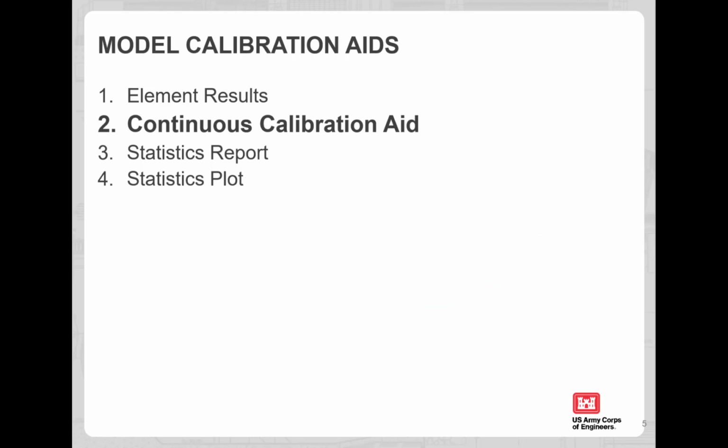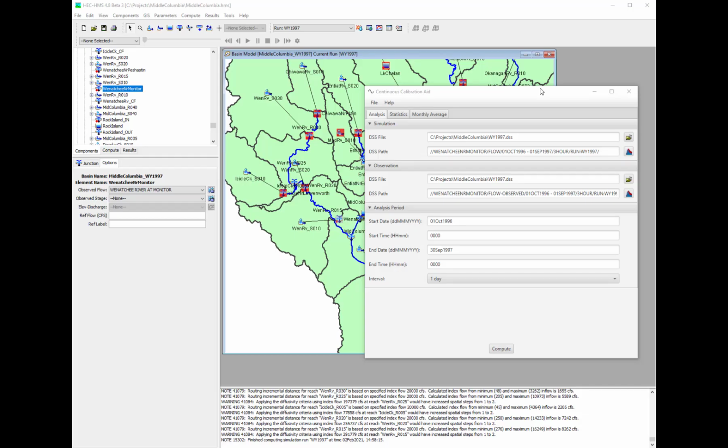The next calibration tool that I will demonstrate is the continuous calibration aid. The continuous calibration aid was built for a modeling project on the Columbia River where the calibration events were entire water years. For this case, it was helpful to be able to quickly view a hydrograph based on monthly average flow. The simulation was also performed at a one-day time step, while the observed flow was often hourly. The continuous calibration aid allows us to select a statistics time interval that is different from the simulation time interval.